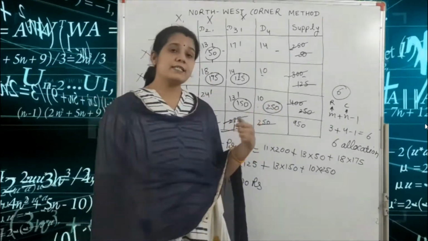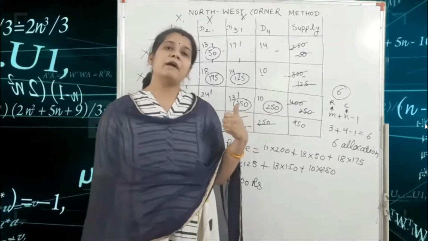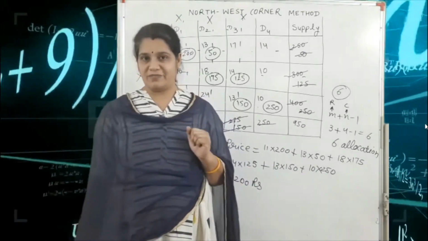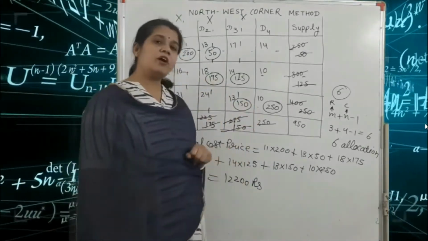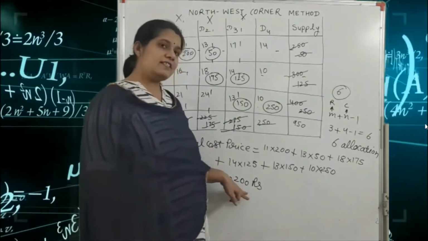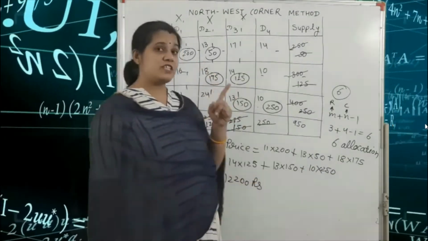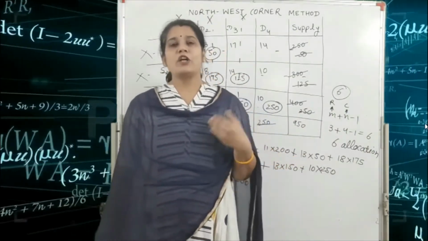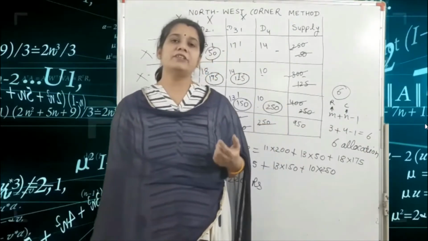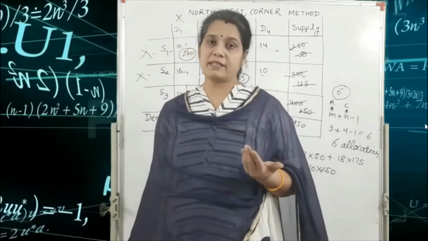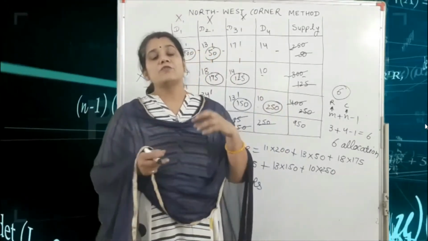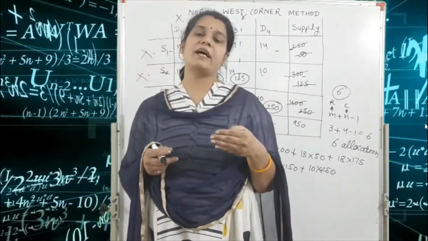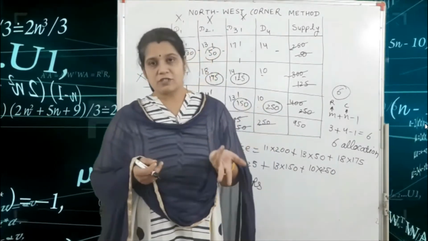We have already seen in the previous lecture that with the help of Vogel's approximation method, our final answer is 12075. And with the northwest corner method, our final answer is 12,200, because our question is the same in both Vogel's approximation and the northwest corner method. So always keep in mind that if you find an optimum solution with the help of the modified distribution method, your answer is less, for example 12075, something around 12,000.